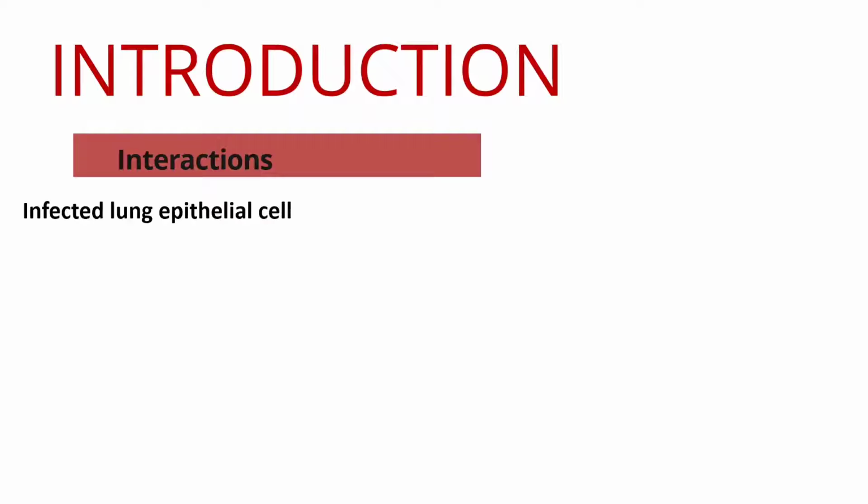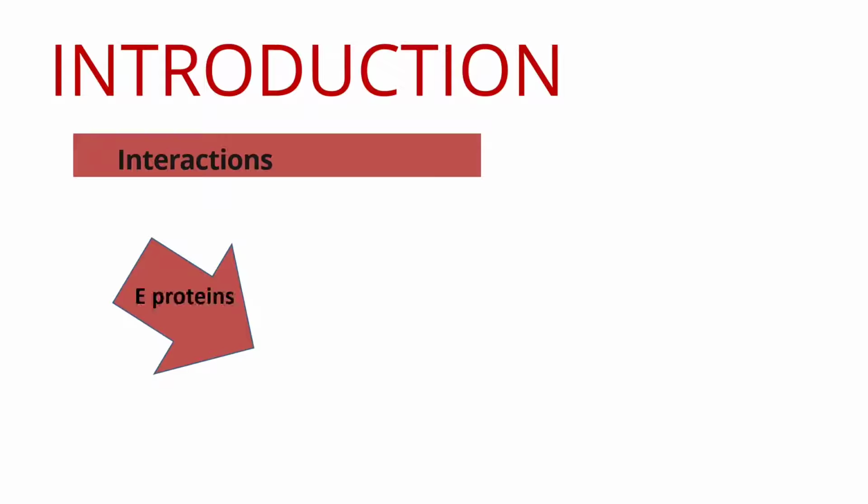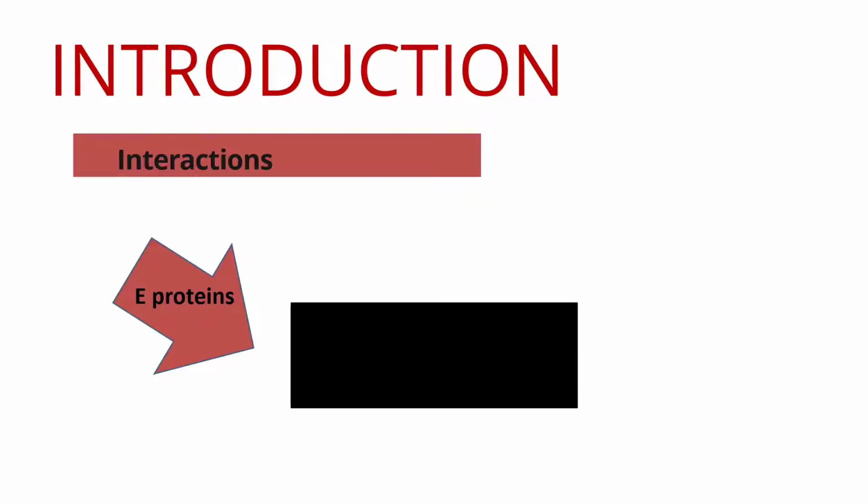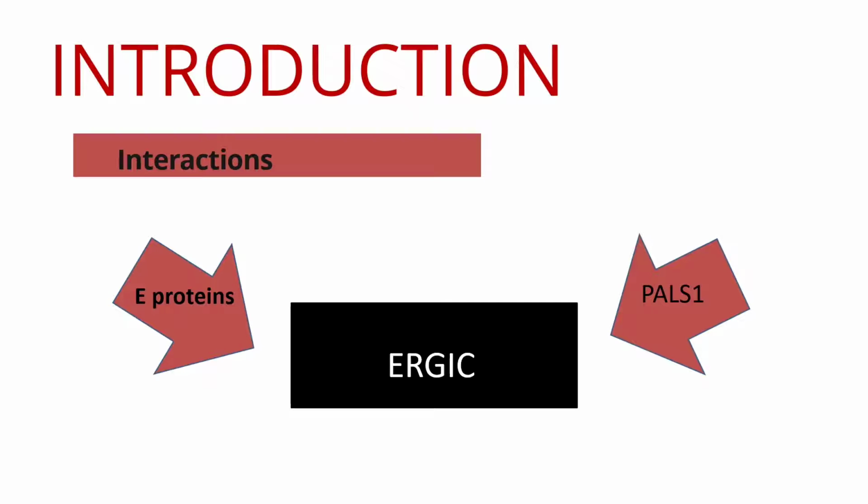Now let us discuss the interactions between these 2 proteins. So for example, in an infected lung epithelial cell, meaning the virus is already in the epithelial cell, the replication and transcription of the virus genome produces a high load of E protein. These E proteins then localize into the ERGIC site or the endoplasmic reticulum-Golgi intermediate compartment. And since the E proteins interact with the PALS1 protein via the PBM at their C-termini, the PALS1 also then localizes or goes into the ERGIC site.